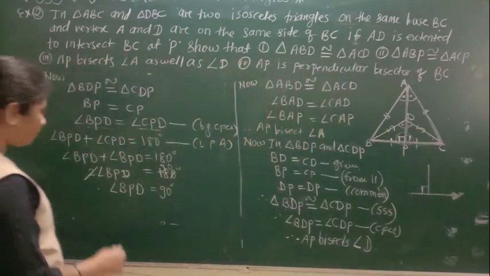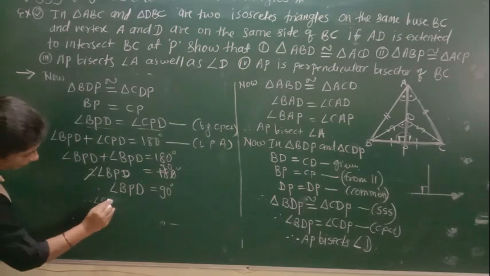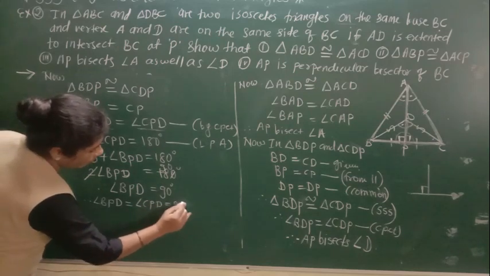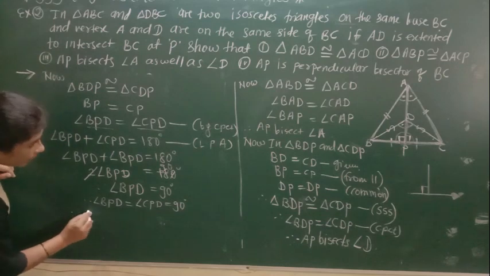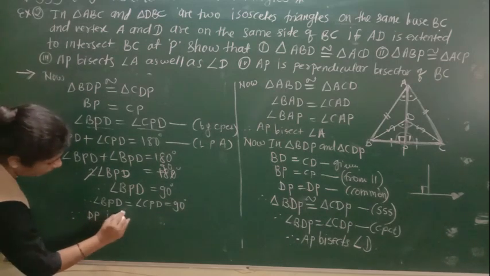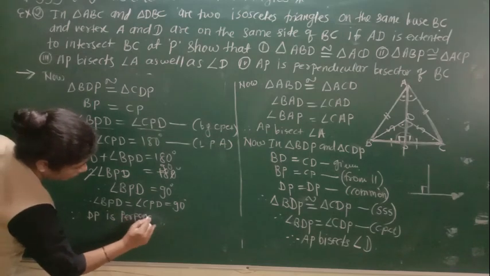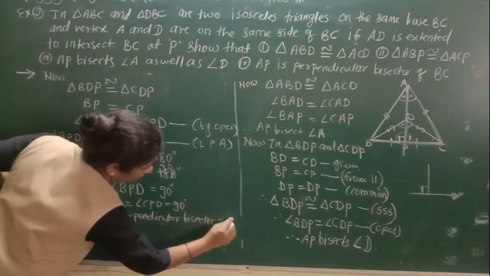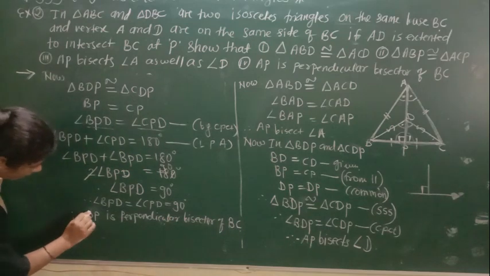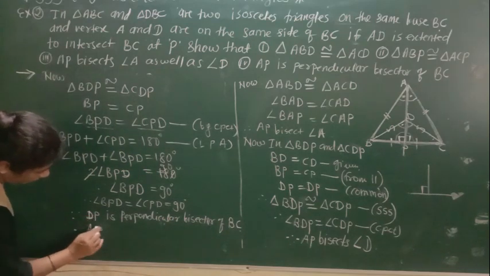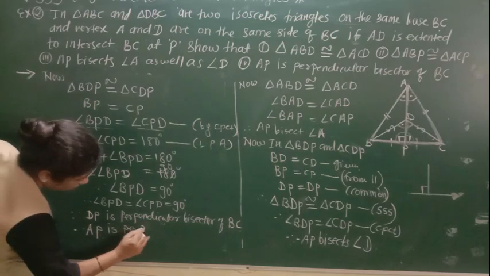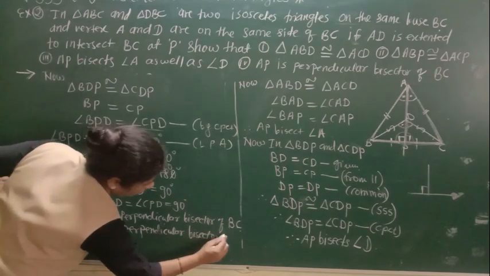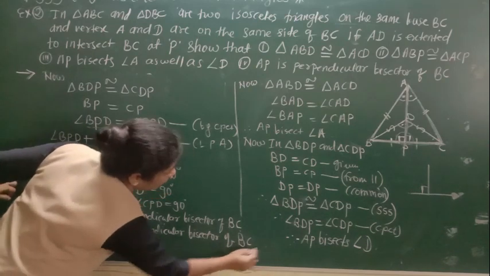Understood everyone? So here we can write angle BPD equals angle CPD equals 90 degrees, and hence we will write DP is perpendicular bisector of BC, and hence finally we will write the statement AP is perpendicular bisector of BC. Understood everyone?